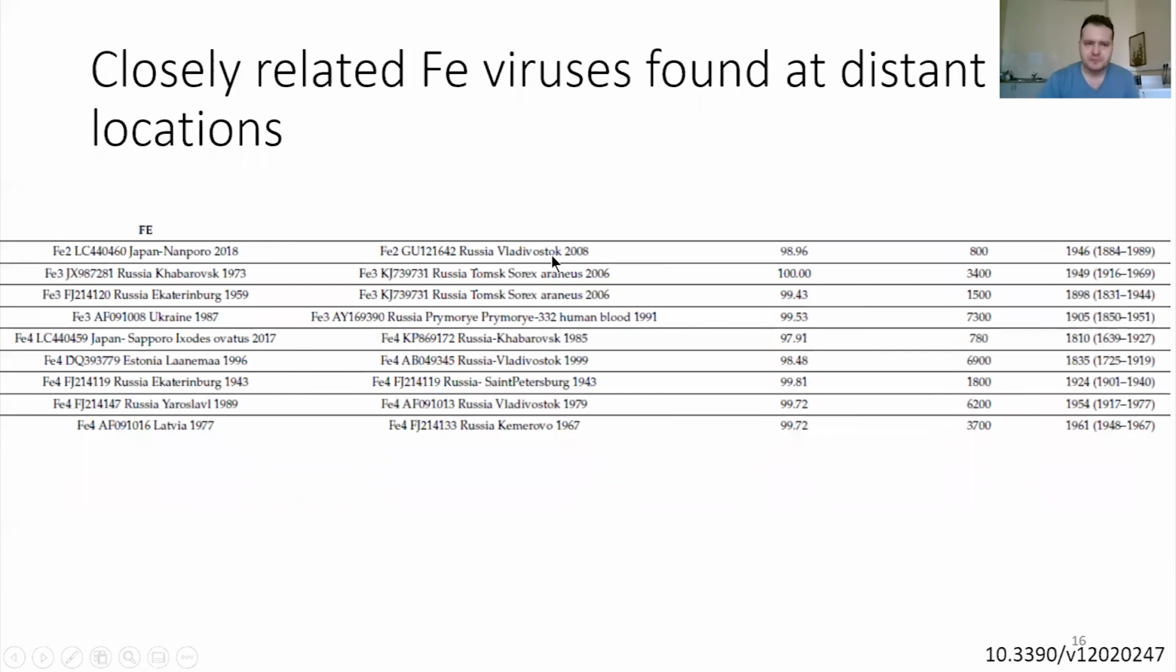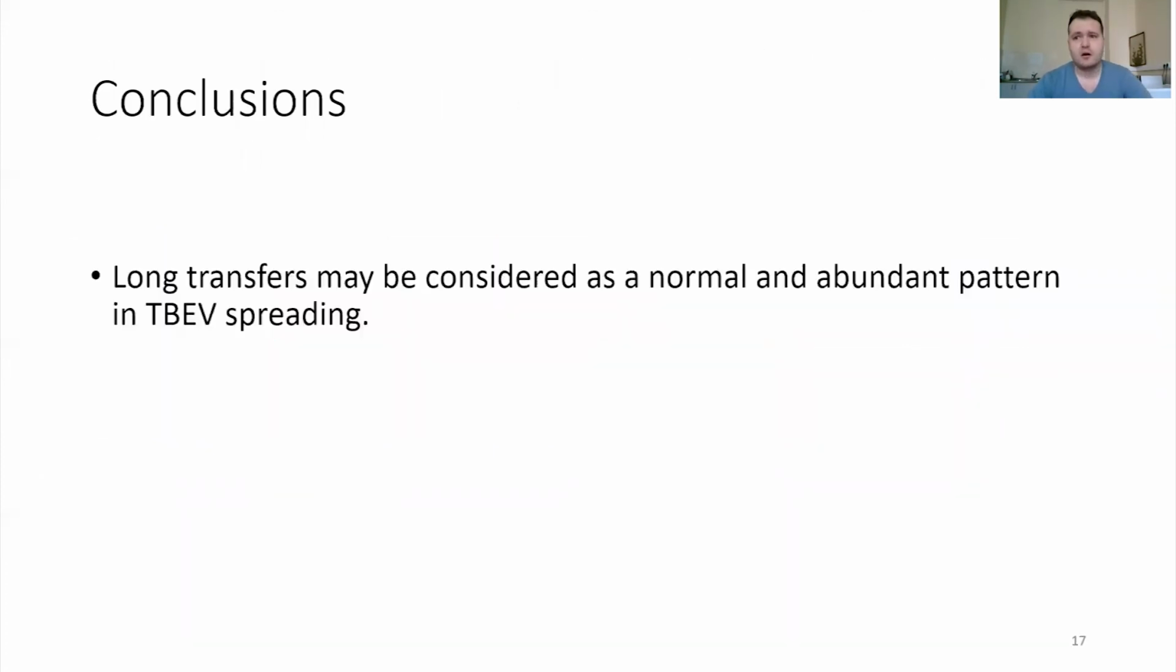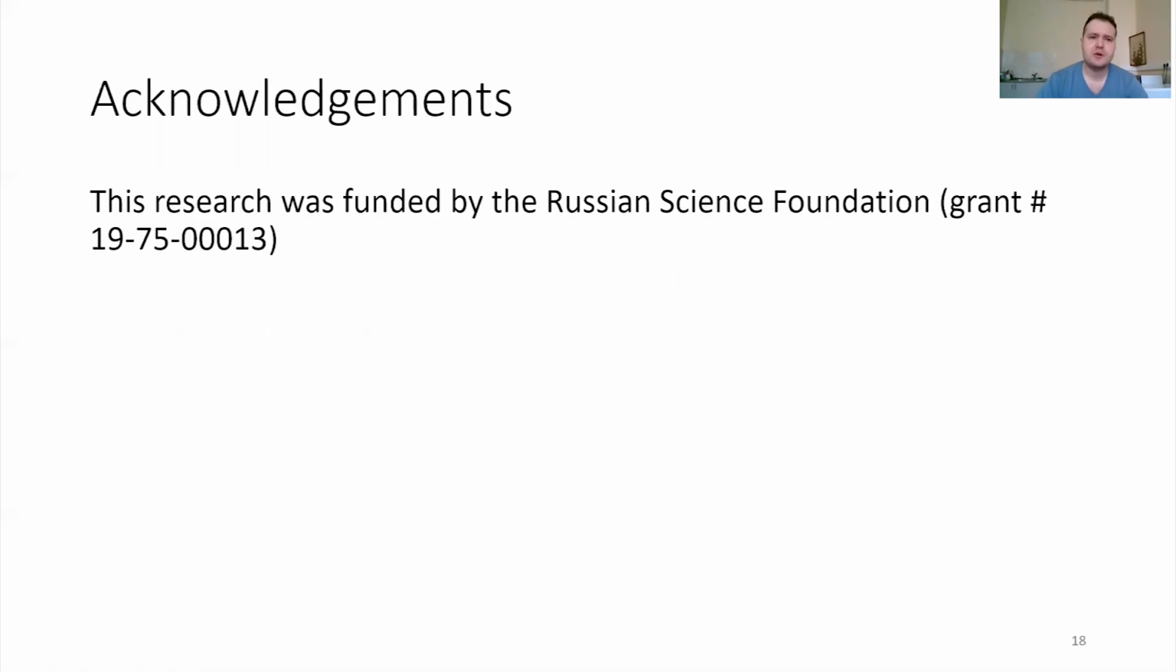And the same situation was indicated for the Far Eastern subtype of TBEV, because there are some identical viruses isolated in Khabarovsk and Tomsk, for example. And it seems that long transfers may be considered a normal and abundant pattern in TBEV spreading.